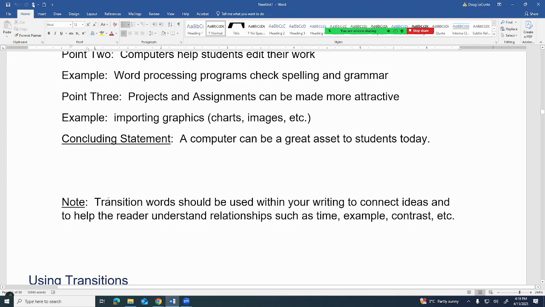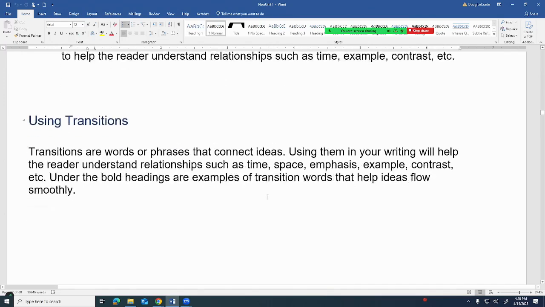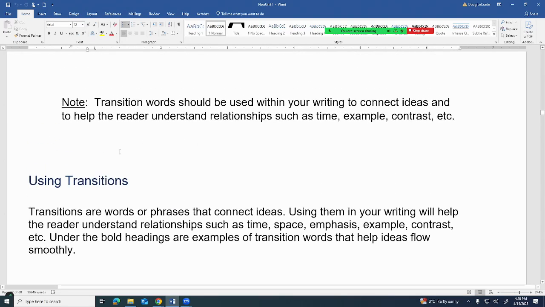Important to note right here, right now, is that transition words should be used within your writing to connect ideas, to help the reader understand relationships such as time, example, contrast, etc. All right. So the next section, then, we are going to explain transitions.